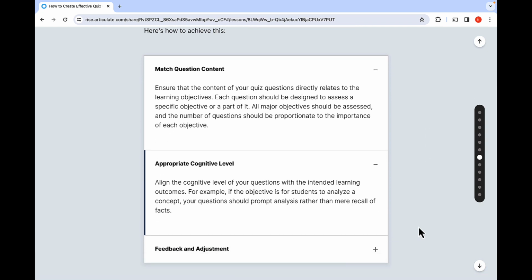You also want to align the cognitive level of your questions with the intended learning outcomes. For example, if the objective is for the students to analyze a concept, your questions should prompt analysis rather than mere recall of facts.